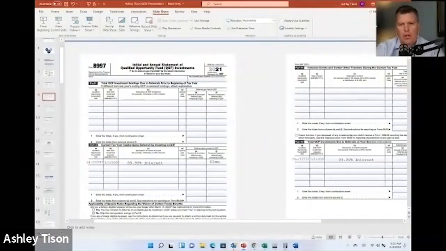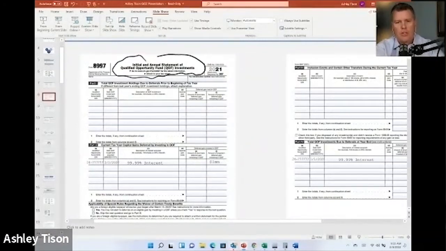So then you have your capital gain recognized on that form, and you say you're going to defer some of it into an opportunity zone fund. So then the form you need to fill out to further validate that is Form 8997. Is that right, Ashley? And walk us through that one. That's exactly right. So 8997, you're going to have your name up here. And this is basically your initial and annual statement of qualified opportunity fund investments.